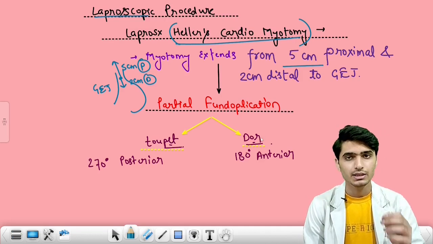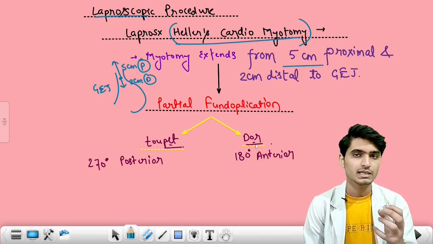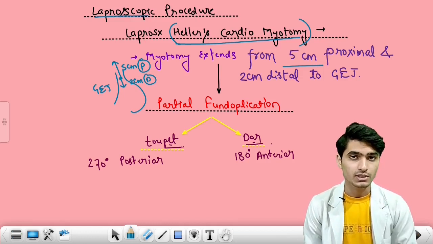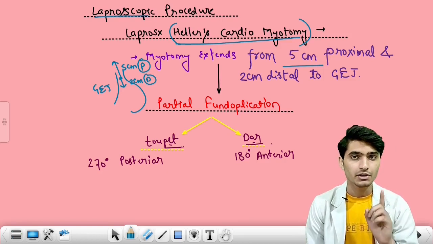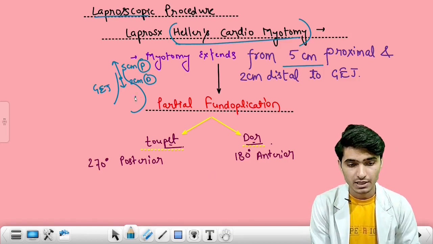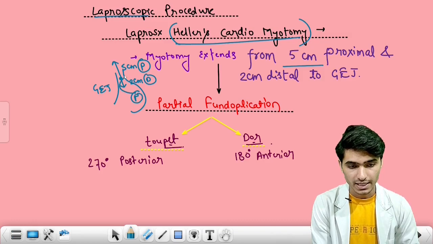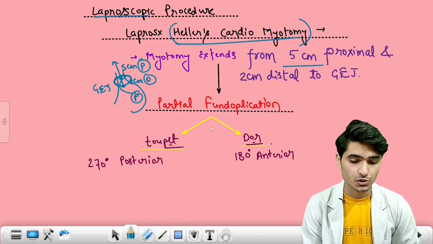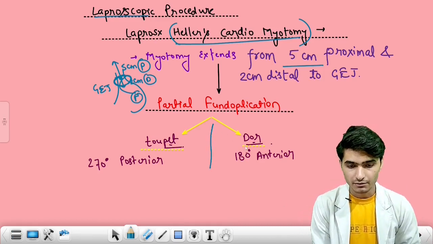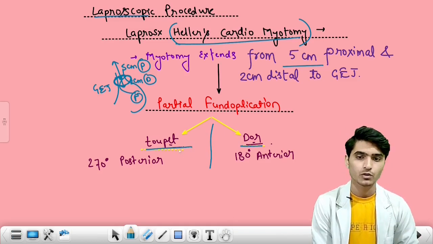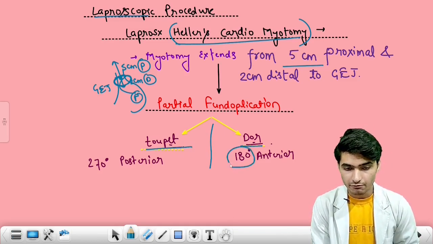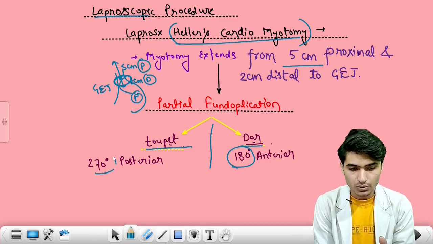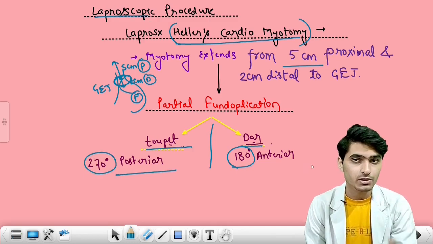That's why the process is called Heller's cardiomyotomy, since it is extended to the cardiac portion of the stomach. After cutting the smooth circular muscles of the esophagus, we need to go for the fundoplication. This is the area of the fundus, and that is wrapped around this portion so that reflux is not a complication of this surgery. We have two methods: either Dor or Toupet. Dor is the anterior 180-degree wrap of the fundus over the esophagus, and Toupet is the 270-degree posterior wrap of the fundus over the esophagus.